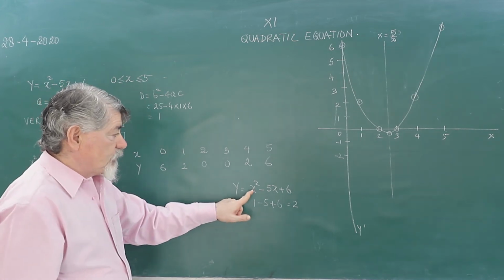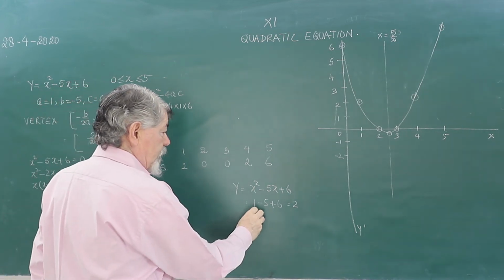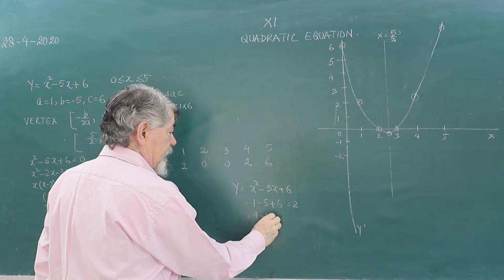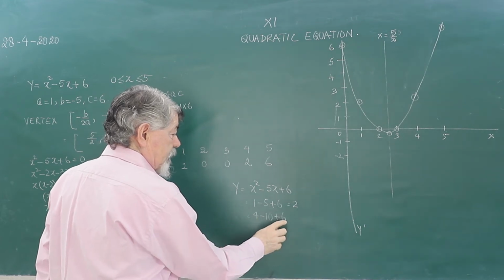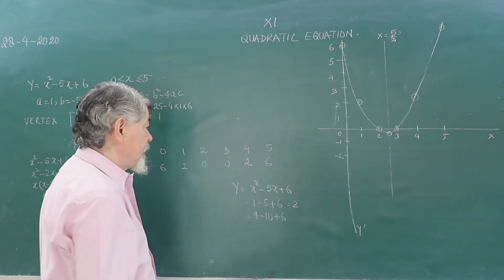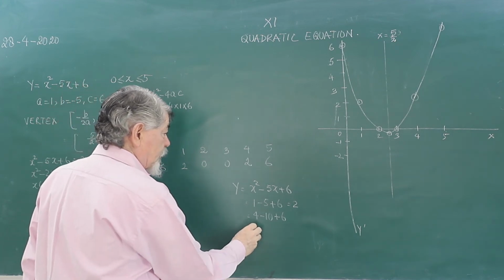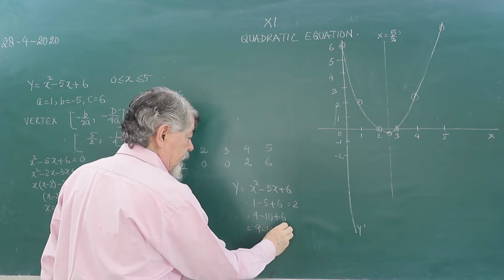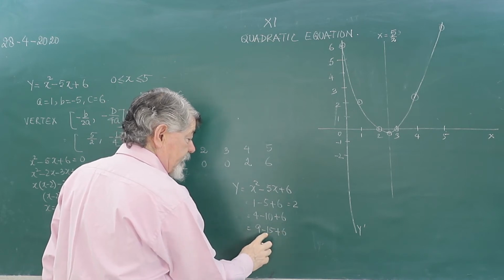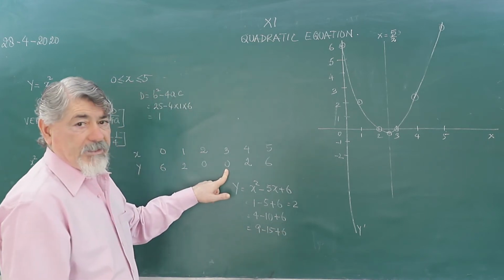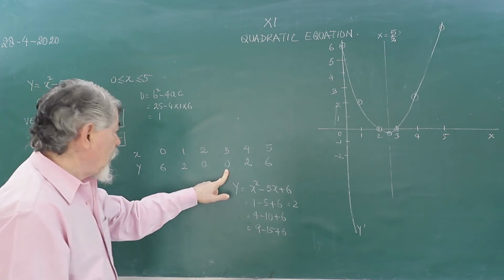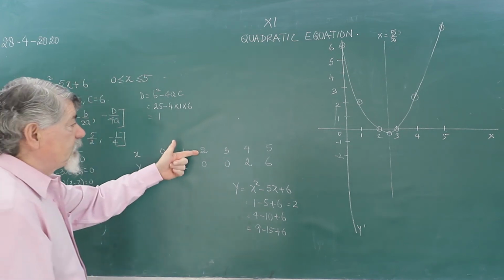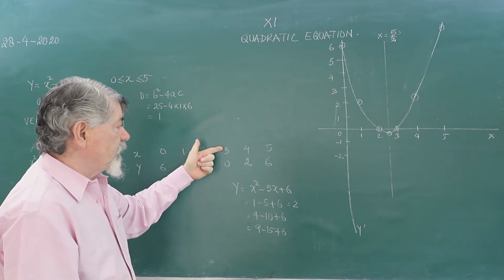If I put x is equal to 2, 2 2s are 4, 2 5s are 10, plus 6. 6 plus 4 is 10, 10 minus 10 is 0. If I put x is equal to 3, 3 3s are 9, 3 5s are 15, plus 6. 9 plus 6 is 15, 15 minus 15 is 0. That is why, corresponding to 3, we had already calculated the roots. These are the roots of the equation, (2, 0) and (3, 0).